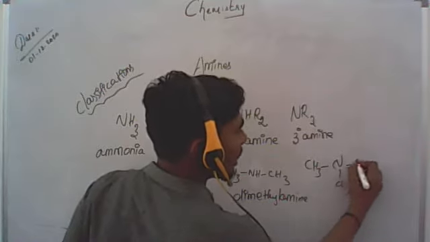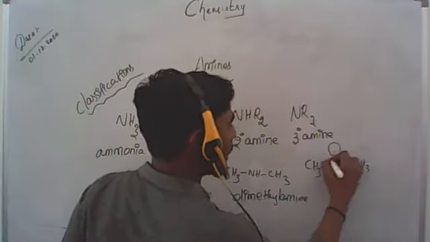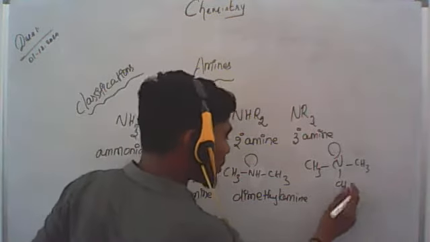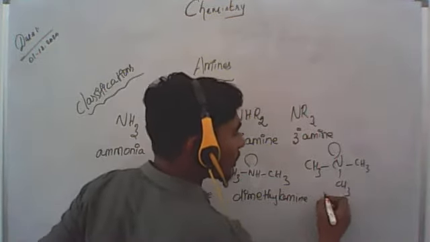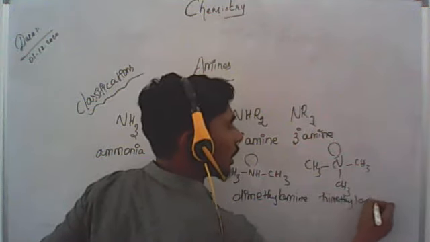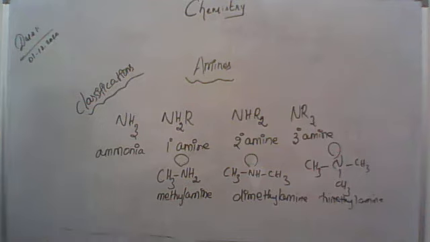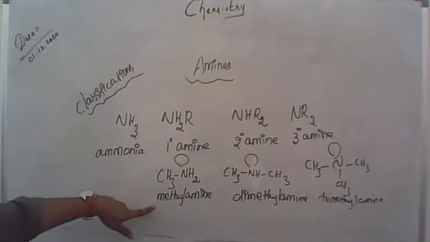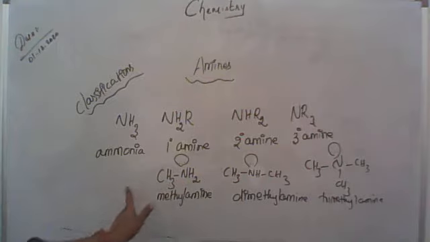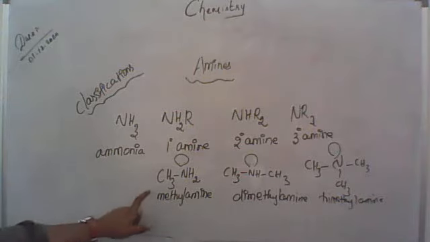And the tertiary amine is CH3, N, CH3, CH3. This is a tertiary amine or trimethylamine. The first one is an example of a primary amine. Why? Because only one hydrogen is replaced by only one methyl group. So this is methylamine and it's an example of a primary amine.